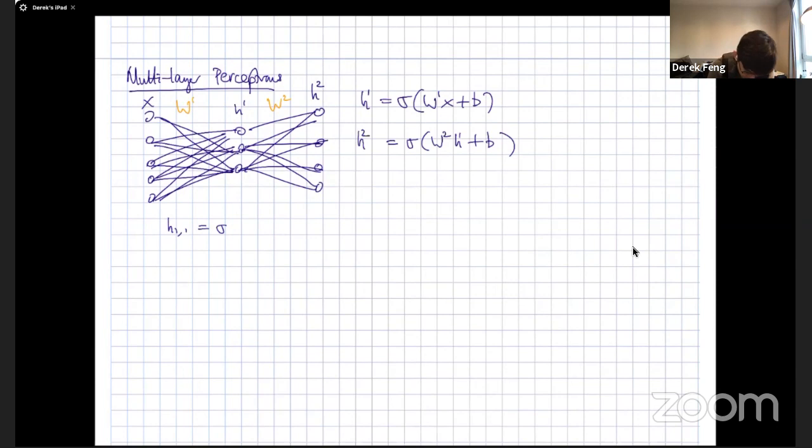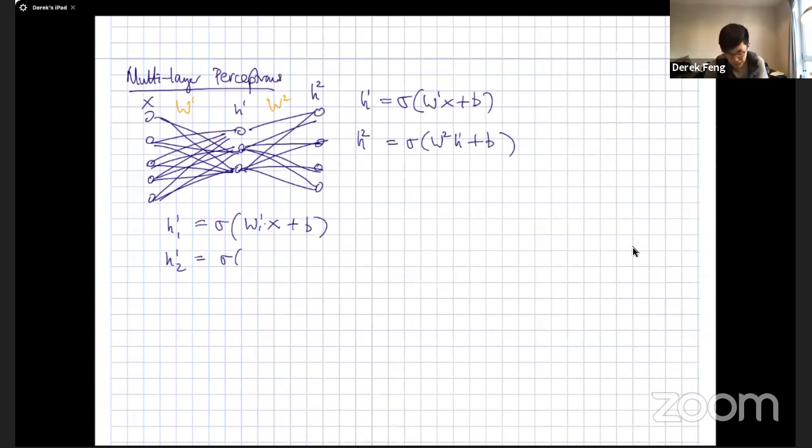Right. H1 here is a vector, and we look at just the first element of that vector. If you look at the picture, that's just one of the perceptrons, right? I have all this input and it gives me the output. So that would be sigma of W1,1 times X plus B. And then H1,2 is sigma of W2,1 plus B, right?